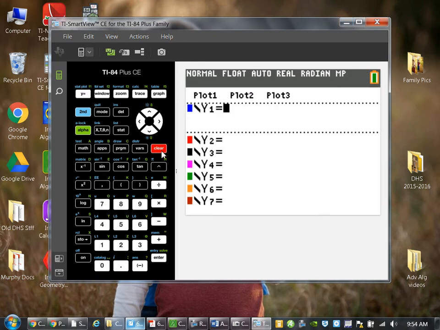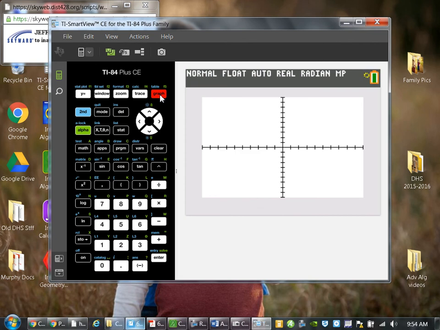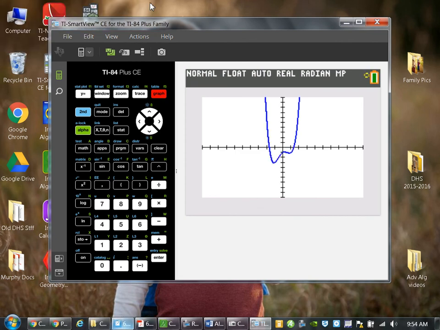I forgot the function already. It was x to the fourth minus 2x squared plus x minus 4. What happens here is you'll notice if you look at the graph, it's going in between.